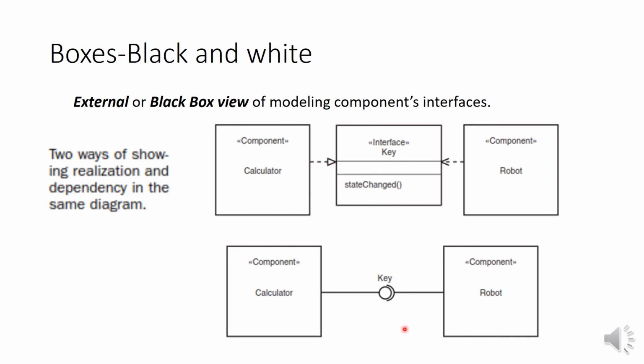So this is another equivalent notation to represent realization and dependency in the same diagram. It is called ball and socket notation. The ball represents provided interface and the socket represents required interface. So this figure indicates that robot component is dependent on key interface that is provided by calculator component.